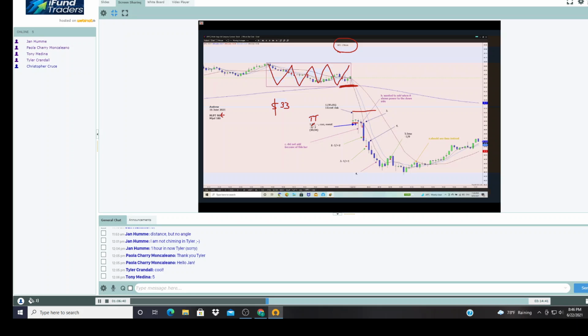Then it bounces right back up. And he says, I wanted to add when it shows power to the downside. So basically, he says, I did not add because of this bar. Okay, I can sort of understand that.